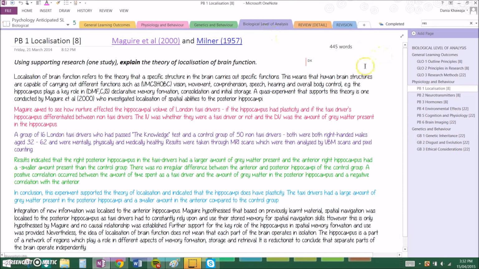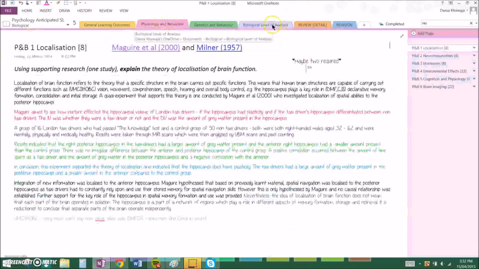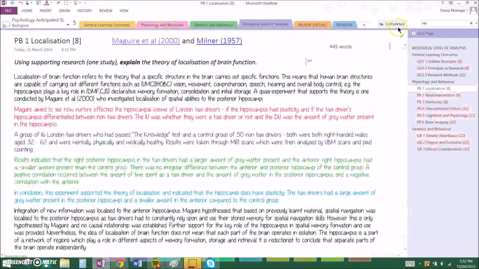I will be talking about the physiology and behavior of localization, PNB number one. This is normally the first 8 mark that you learn in pre-IB in grade 10. So yeah, I will be doing Maguire et al. 2000. You can do Milner 1957 or Wilson 1985, it just depends.